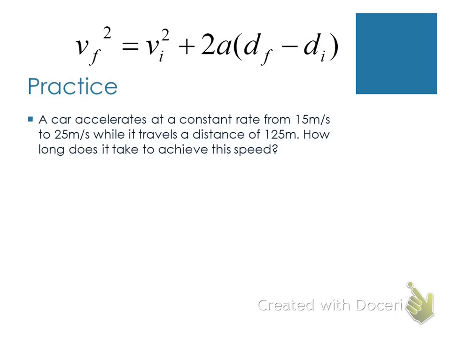A car accelerates at a constant rate from 15 meters per second to 25 meters per second while it travels a distance of 125 meters. How long does it take to achieve this speed?